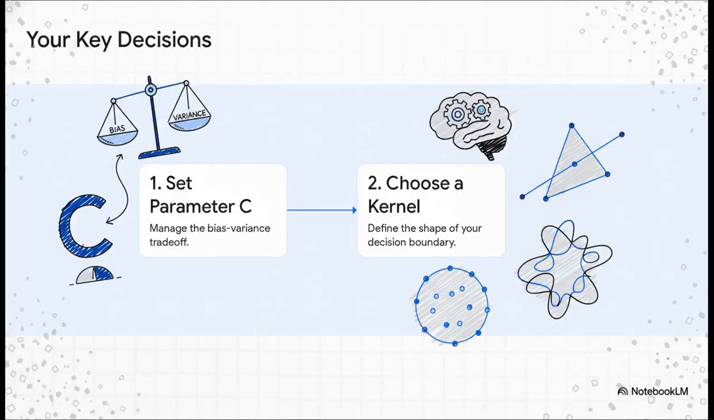And you know what? It really just boils down to two main decisions. That's it. First, you've got to set that regularization parameter, which we call C. This is basically you telling the SVM how much it should sweat the small stuff, how much to worry about misclassifying any single data point. And second, and this is the big one, you have to choose your kernel function. This is what's going to define the entire shape of your decision boundary.